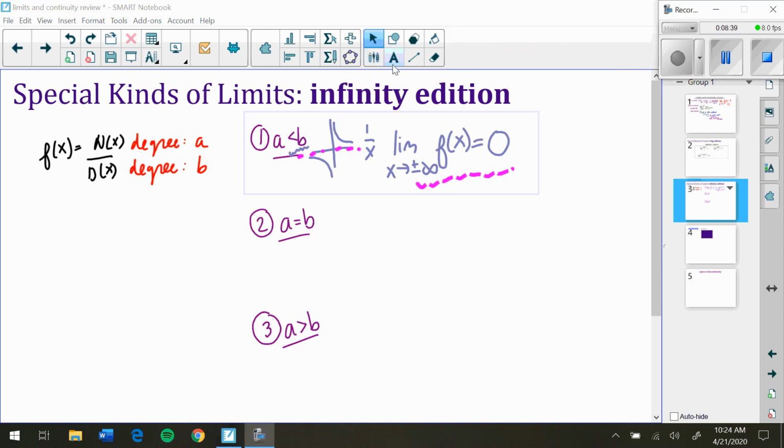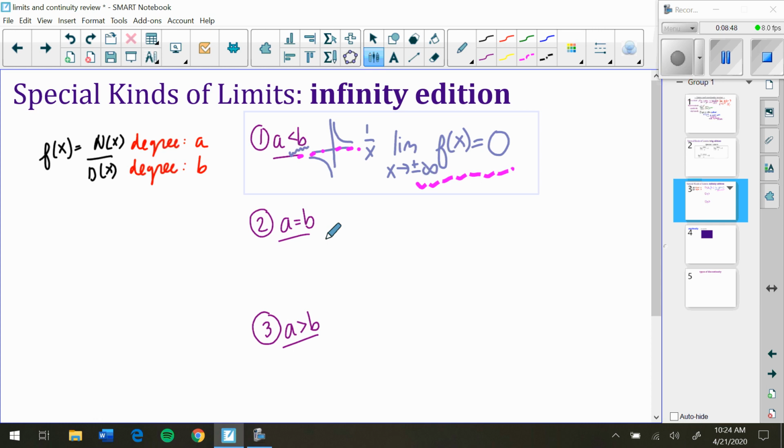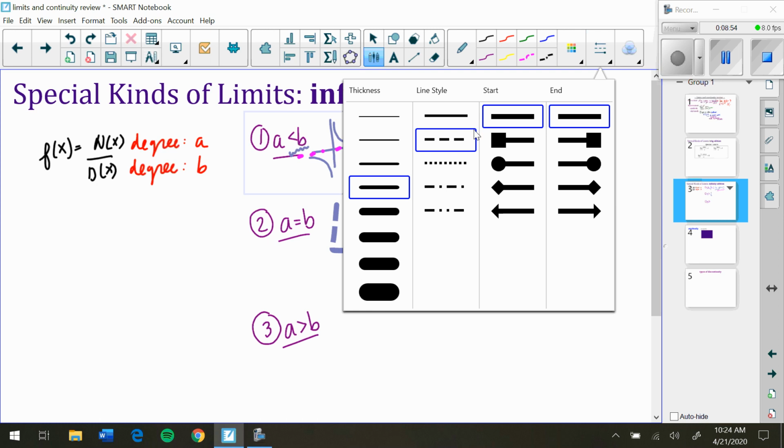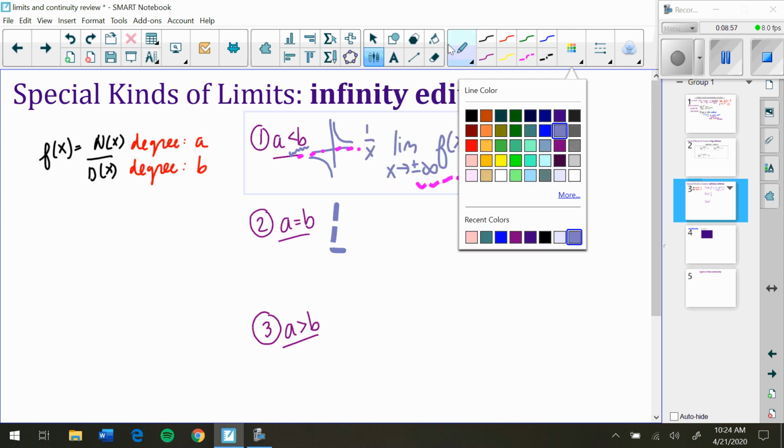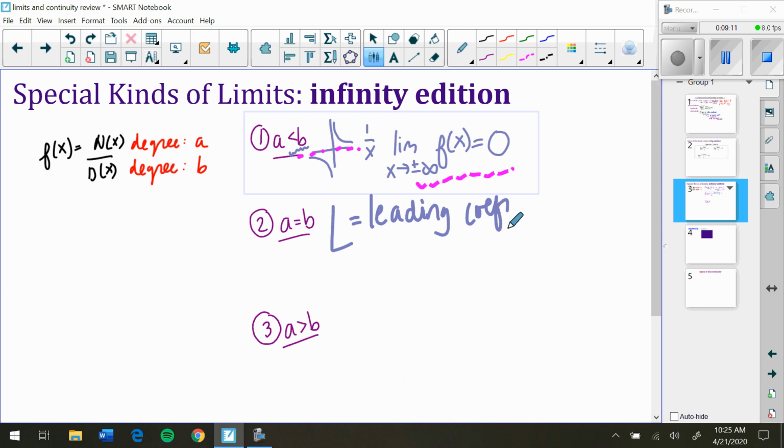Second option would be when the numerator and denominator have the same degree, or a is equal to b. In this case, your limit will be equal to the leading coefficient of your numerator divided by the leading coefficient of your denominator. So it's going to be a number.